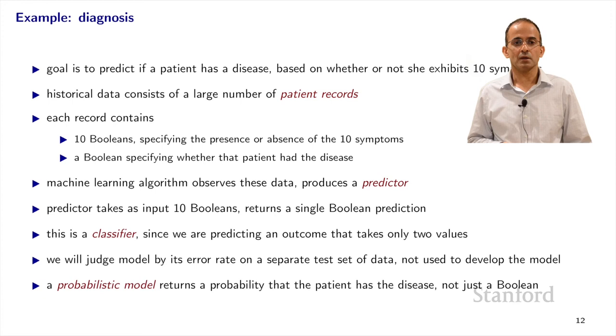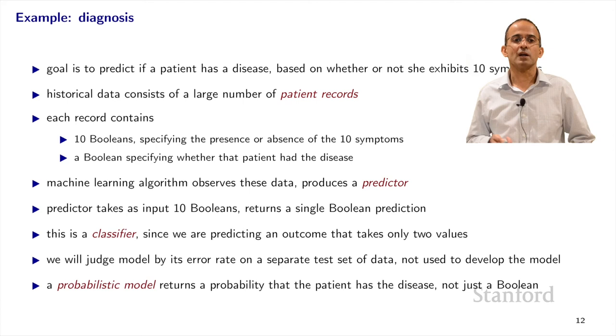The machine learning algorithm ingests that data. It learns for a while, and then it comes out with a predictor. What that predictor does for us is we take that predictor, and then we give it 10 new booleans corresponding to some other patient who would like to know whether or not they have that particular disease. And it returns for us a single boolean, which is the prediction of whether or not that patient has the disease.